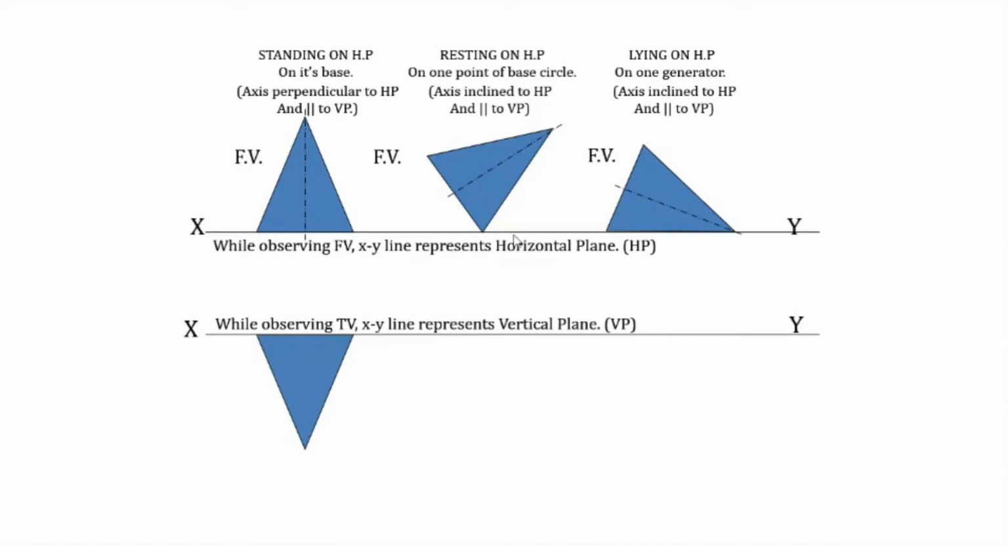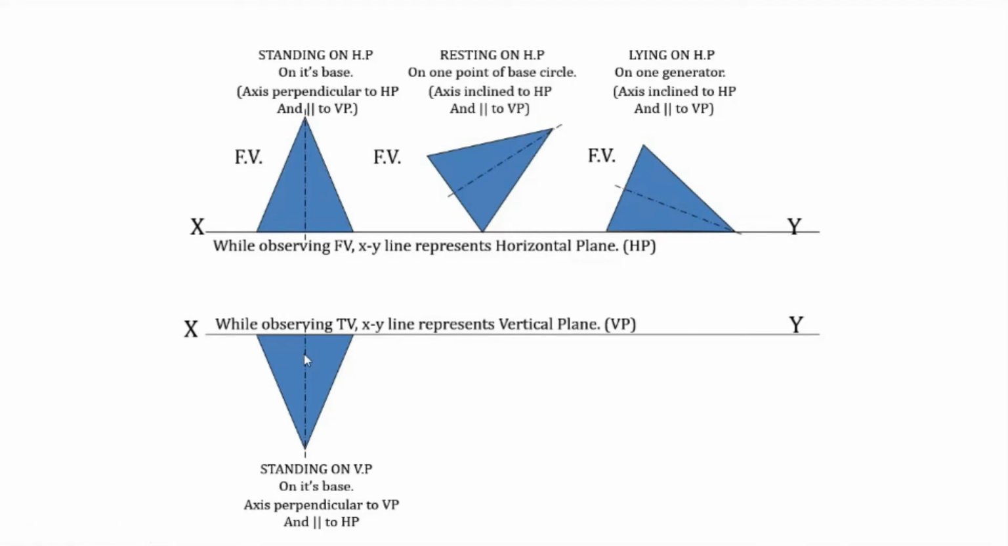See, this is the top view of, again, a cone. So the top view of a cone is a triangle when it is resting on VP. This condition is when it is standing on VP on its base. In the first case, it was standing on HP on its base. So here it is standing on VP on its base, and the axis is now perpendicular to VP and parallel to HP. Here the axis was parallel to VP and perpendicular to HP. Here the reverse is there. That is, it is fixed on the VP.